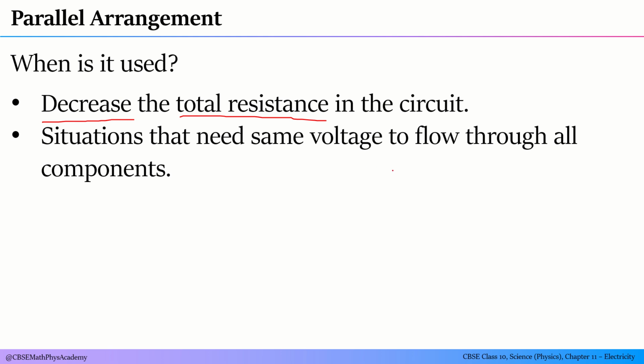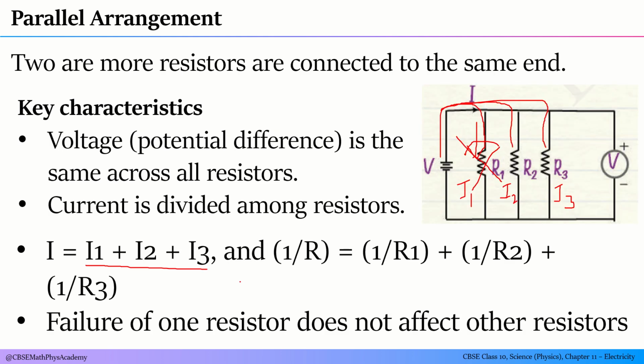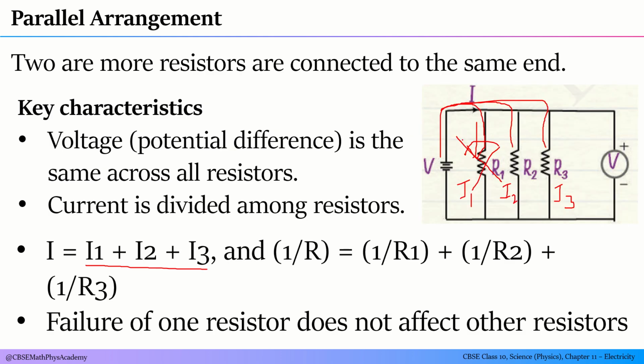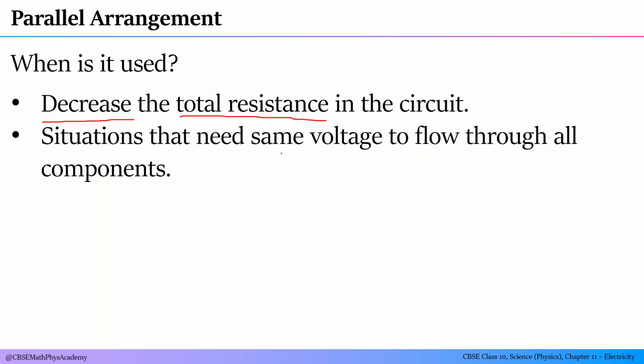Another situation is that failure of one resistor does not affect other resistors, meaning the other two resistors keep working. And another situation is where you need the same voltage across all the components. So you have a situation where the same voltage has to go to resistances R1, R2 and R3. You cannot develop that through a series circuit. You can develop it only through a parallel arrangement.